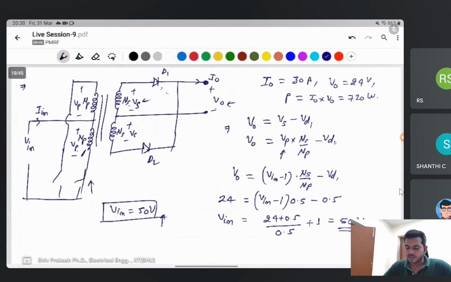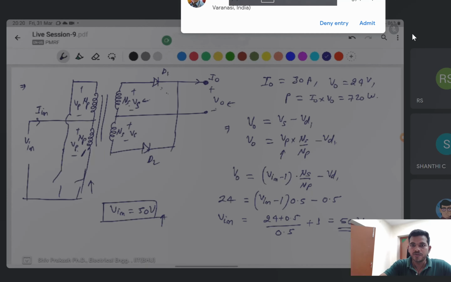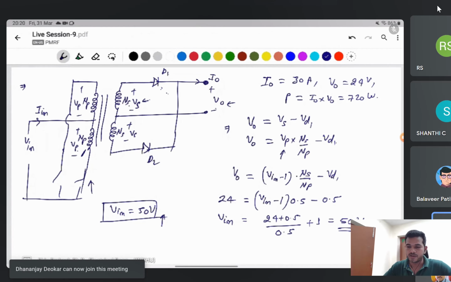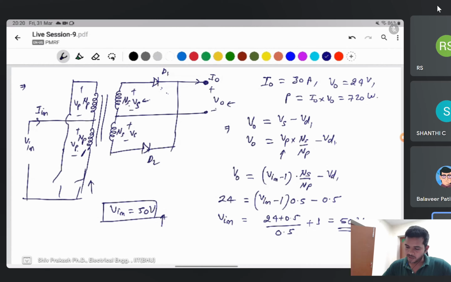If the duty ratio is not given, then you take the duty ratio as the same for all. If variation occurs in primary voltage or input side voltage, then the duty ratio will change to maintain a constant output voltage. But here, if not given, then take the duty ratio as the same or constant.